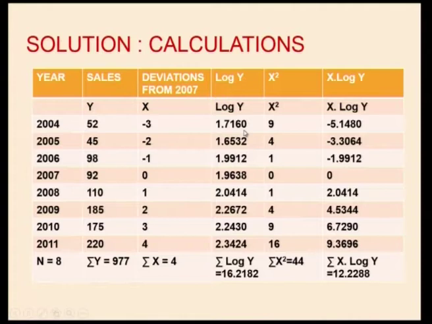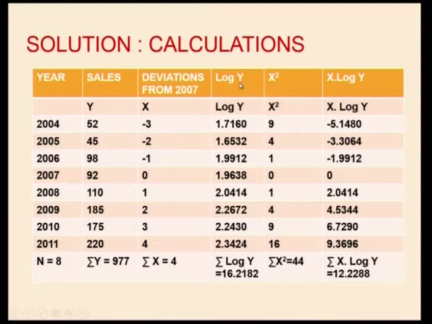In this calculation we take the years to be 2004 to 2011, so the number of years is 8. Similarly, the y values are 52, 45, going up to 220. Sigma y is 977. And deviations from 2007: you take the origin as 2007, and above you get negative values, and below you get positive values. So sigma x will be 4.